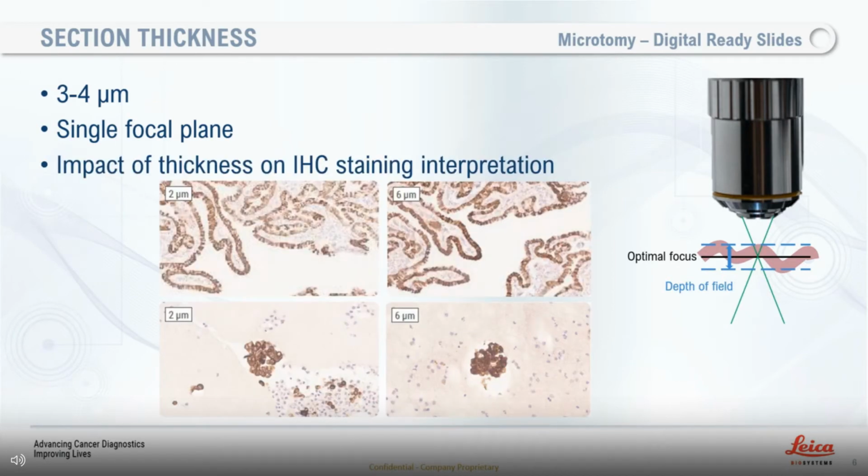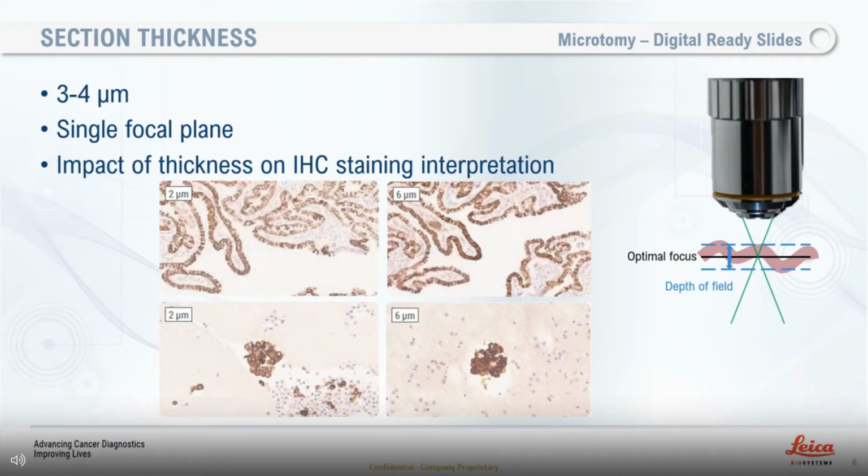The other piece to take into consideration when you look at section thickness is the impact of thickness on staining. And in the example here, I'm looking at IHC staining interpretation. It is documented in the literature and peer-reviewed publications showing that section thickness affects our interpretation of IHC staining, whether that is done manually or whether that's done using automated analysis techniques.